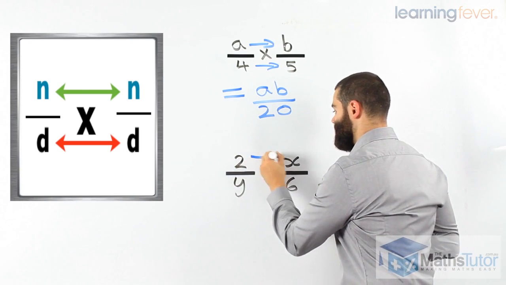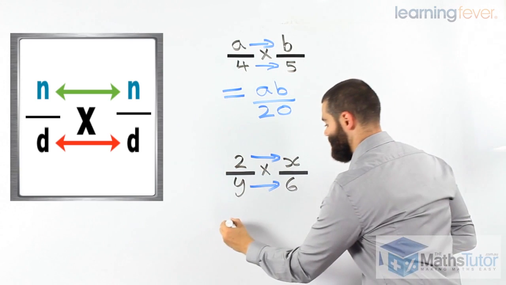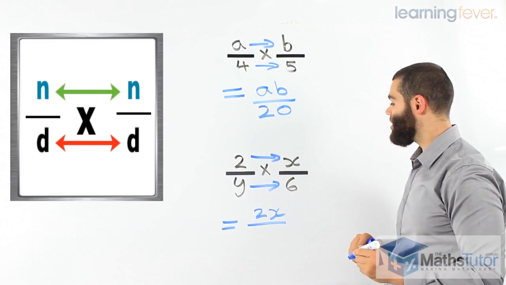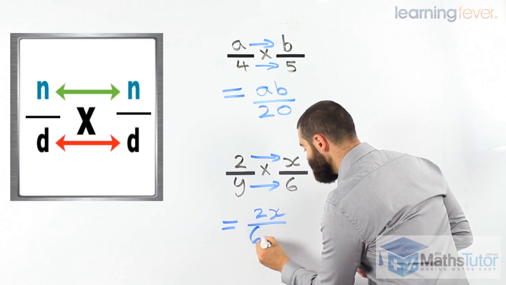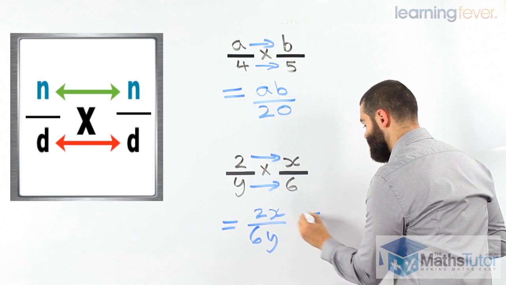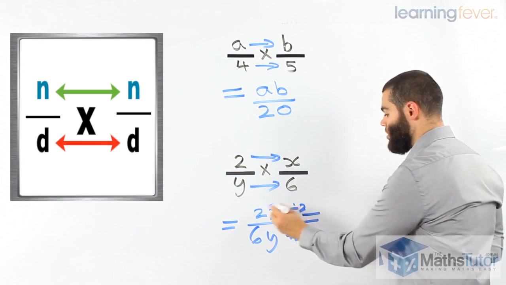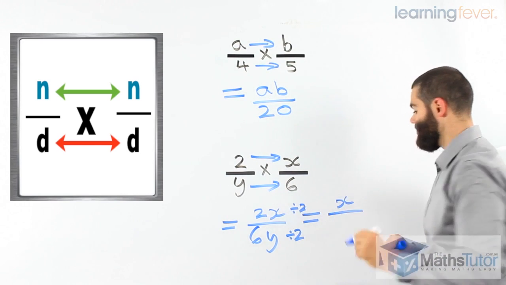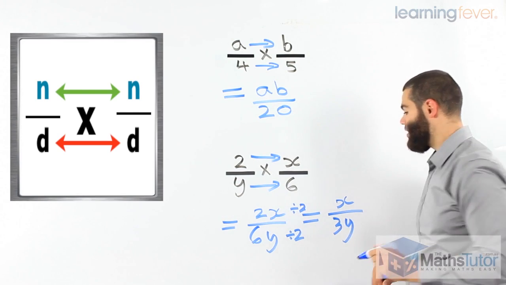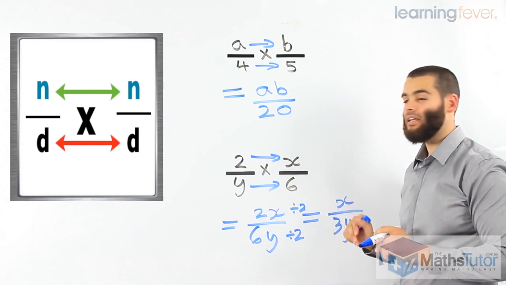Again, here, top times top and bottom times bottom. 2 times x, we put our fraction bar, 2x, and y times 6, 6y. Can we simplify? In this case we can. 2 over 6, we divide by the highest common factor, which is 2. 2 divided by 2 is 1, x, and 6 divided by 2 is 3y. So make sure we always multiply the numerators, and we multiply the denominators.